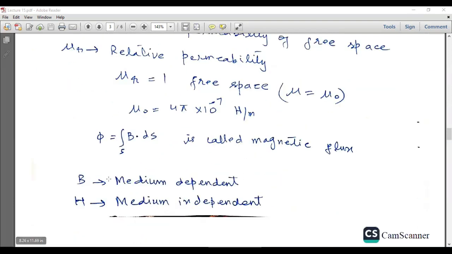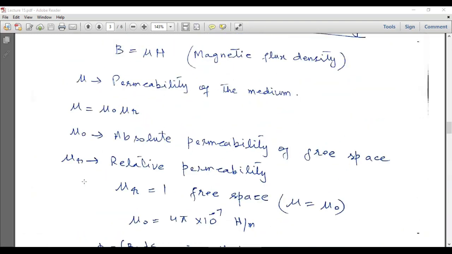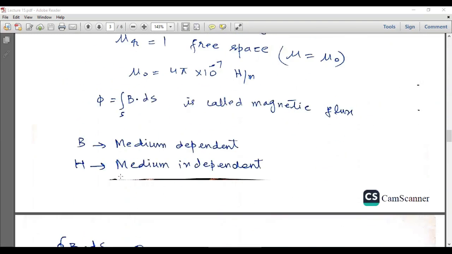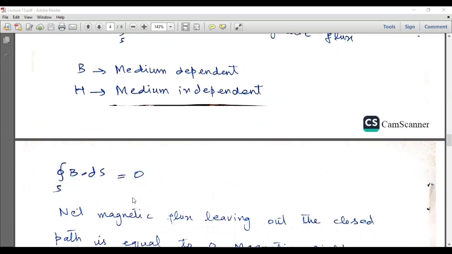One important thing is that B is a medium dependent quantity, H is a medium independent quantity, because in previous lectures we discussed the expressions for H, and none of those expressions contained a parameter which is specific to the medium, for example, epsilon or mu. So H is medium independent, but magnetic flux density, since it is equal to mu H, is medium dependent. In electrostatics, the thing is opposite. The electric flux density is medium independent, but electric field intensity is medium dependent. So in electrodynamics, this thing is opposite.